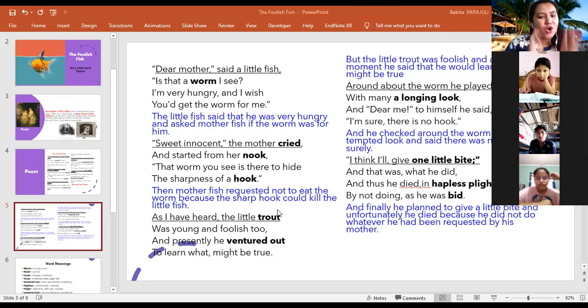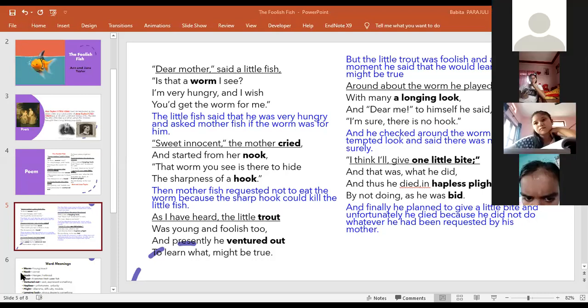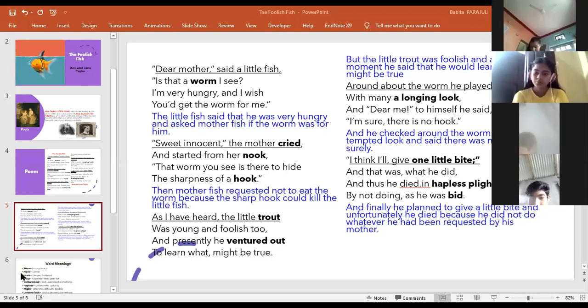The mother fish knew very well, that's why she requested the little fish not to eat that worm, because that worm is just a kind of illusion for you. So that is not actually for you, that is just a kind of illusion. Isn't it right? So the mother fish requested the little fish not to take a bite of that worm, right?